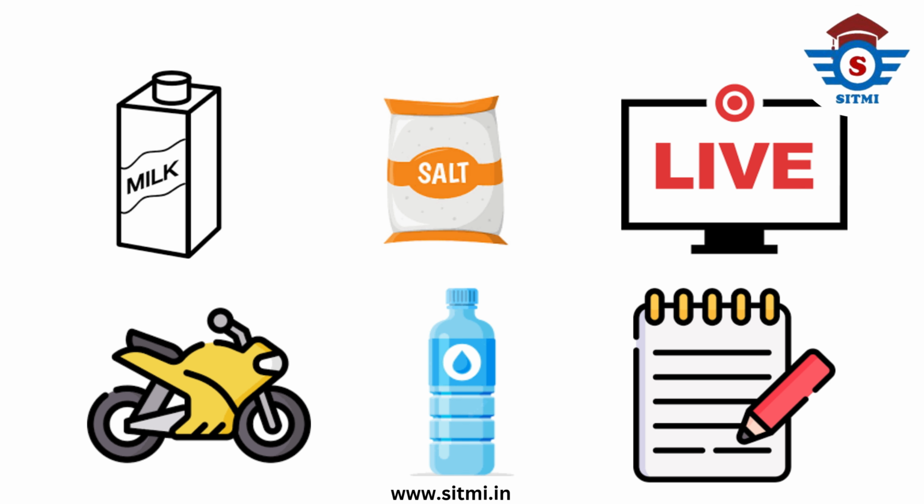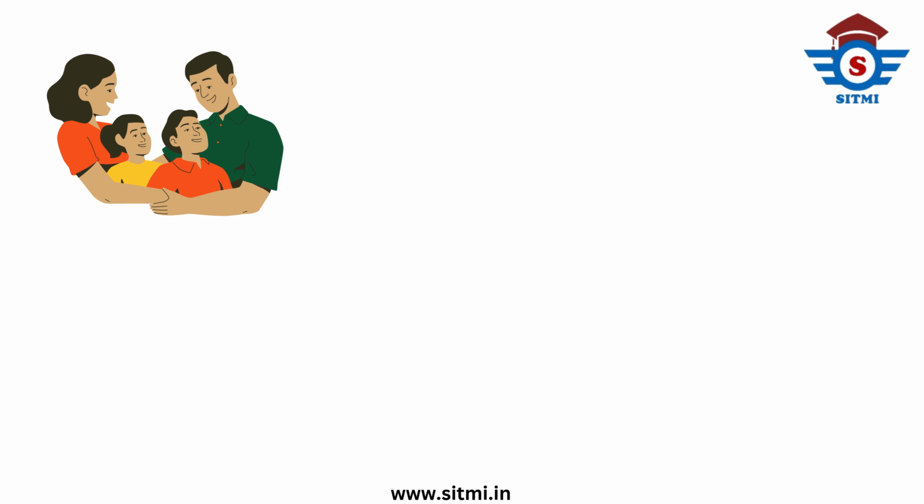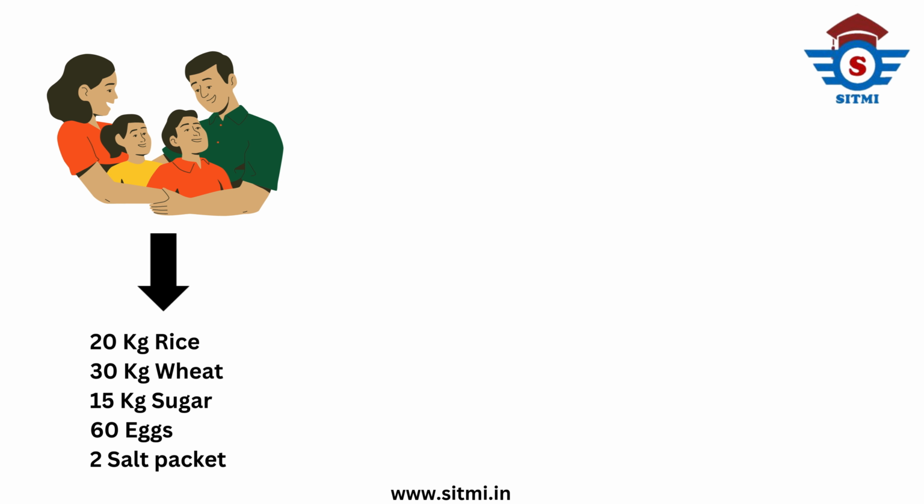Now let's take a very simple example of demand planning in a family. Assume that it's a family of 4, including husband, wife, and 2 kids. On an average, this family needs certain groceries. Let's assume that there are 5 groceries that we are considering here. This family needs 20 kg of rice in a month. They need 30 kg of wheat in a month. They need 15 kg of sugar in a month, 60 eggs in a month, and they also need 2 salt packets in a month.